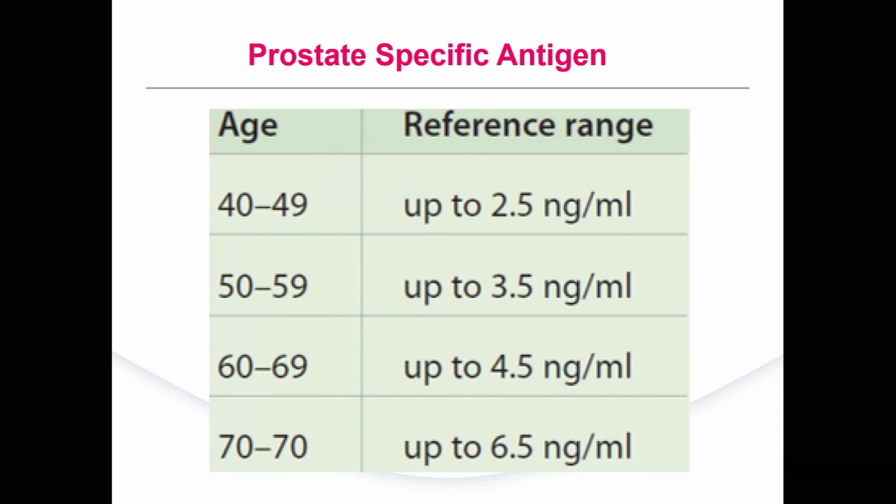So the prostate specific antigen is an oncomarker of prostate cancer, and we have the reference range. Here we have from 40 up to 49 is up to 2.5 nanograms per milliliter. From 50 up to 59 is up to 3.5 nanograms per milliliter. From 60 up to 69 is up to 4.5 nanograms per milliliter, and from 70 to 80 is up to 6.5 nanograms per milliliter.